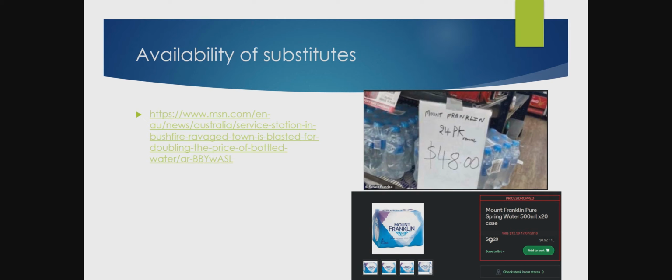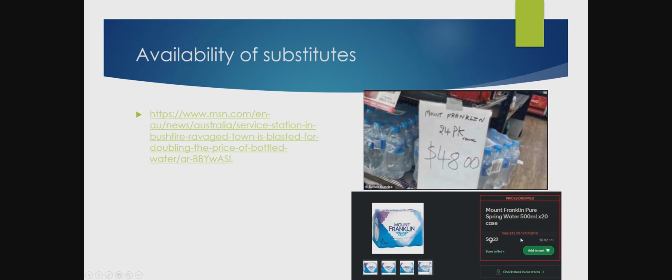So during the bushfire season last December, January, we had a situation where water was quite scarce, and there's no real substitute for water. You either have it or you're absolutely effed. In this case, servo stations were charging for a 24 pack of Mount Franklin water. Looks like about 500 ml bottles. $48 for a pack of 24.